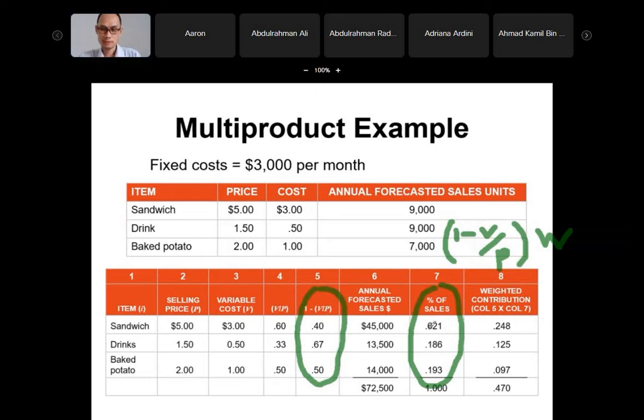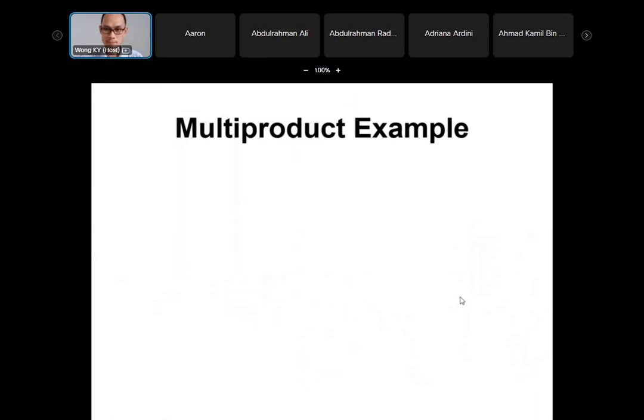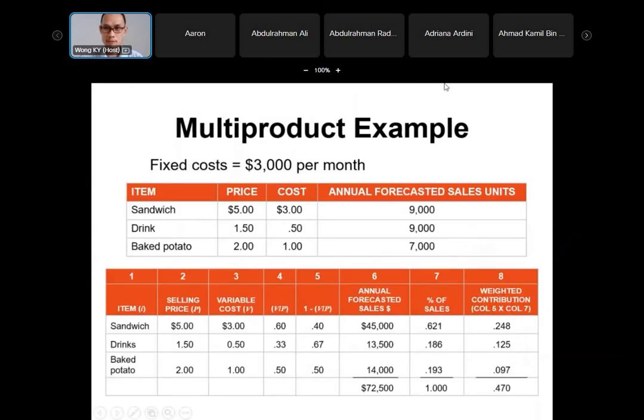Right? So 0.4 times 0.621, you get this. 0.67 times 0.186, you get this. 0.5 times 0.193, you get this. Okay? So basically, I'm calculating this term over here. And don't forget to sum up. You have to sum up this term, and therefore, you have to calculate the total. So this total here is the summation, which is 0.470.